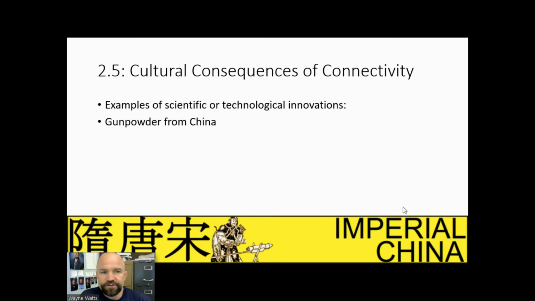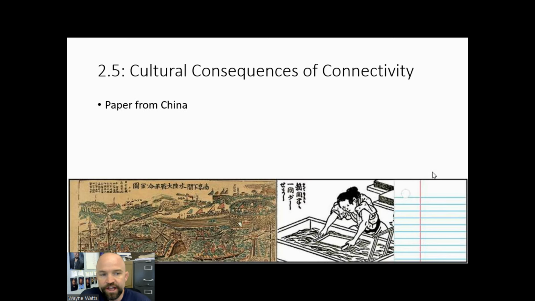Examples of scientific or technological innovations include gunpowder, which originated in China or Korea and ended up spreading on the Silk Road, largely thanks to the Mongols, who began to use cannons by the end of their conquests and spread that technology. Papermaking from China.